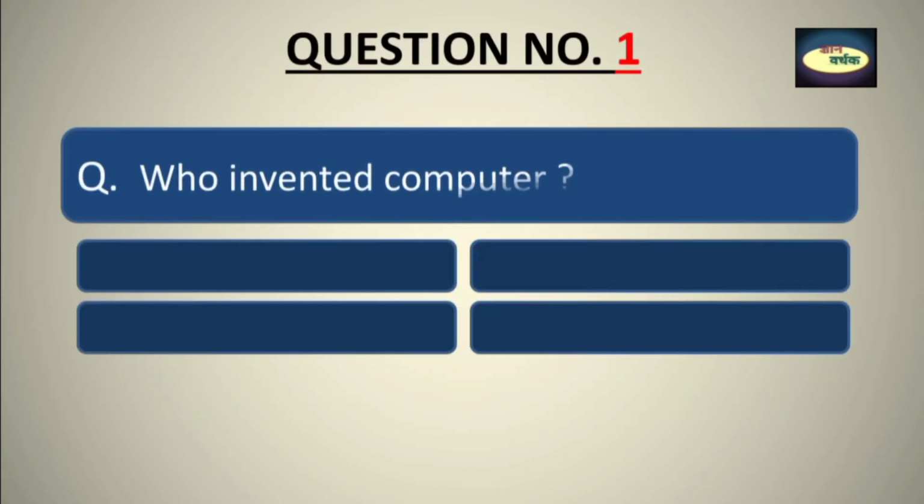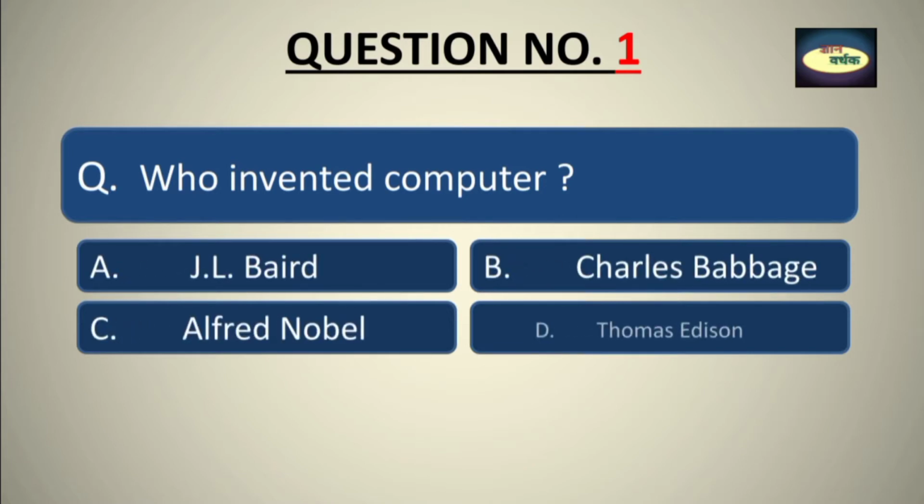Who invented the computer? A. J.L. Baird. B. Charles Babbage. C. Alfred Nobel. D. Thomas Edison. The answer is option B, Charles Babbage.